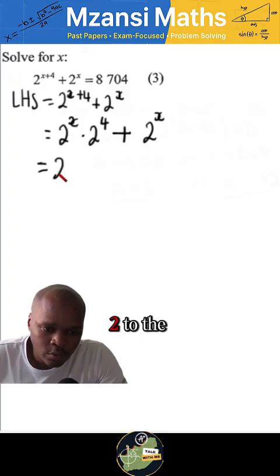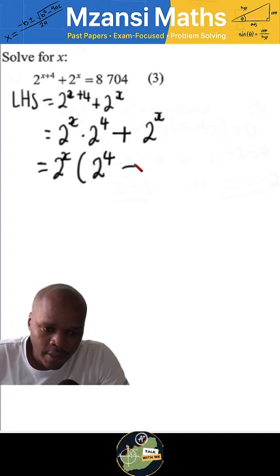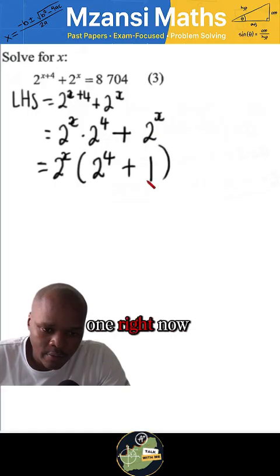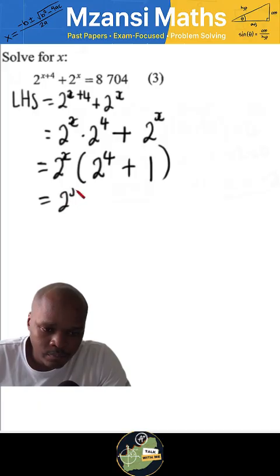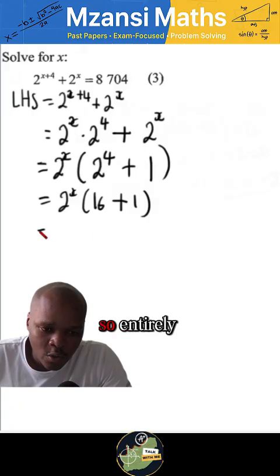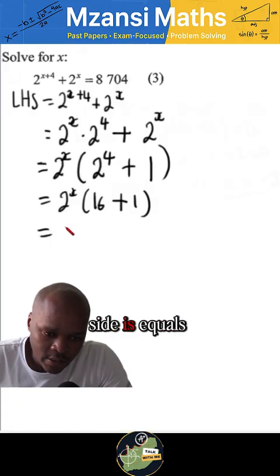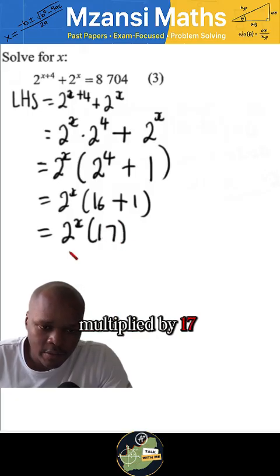So I'll pull 2 to the power x outside and open a bracket. On this part, I will be left with 2 to the power 4, and on this part, I will have 1. Now, 2 to the power 4 is 16. So we'll have 16 plus 1. Entirely, our left-hand side is equal to 2 to the power x multiplied by 17.